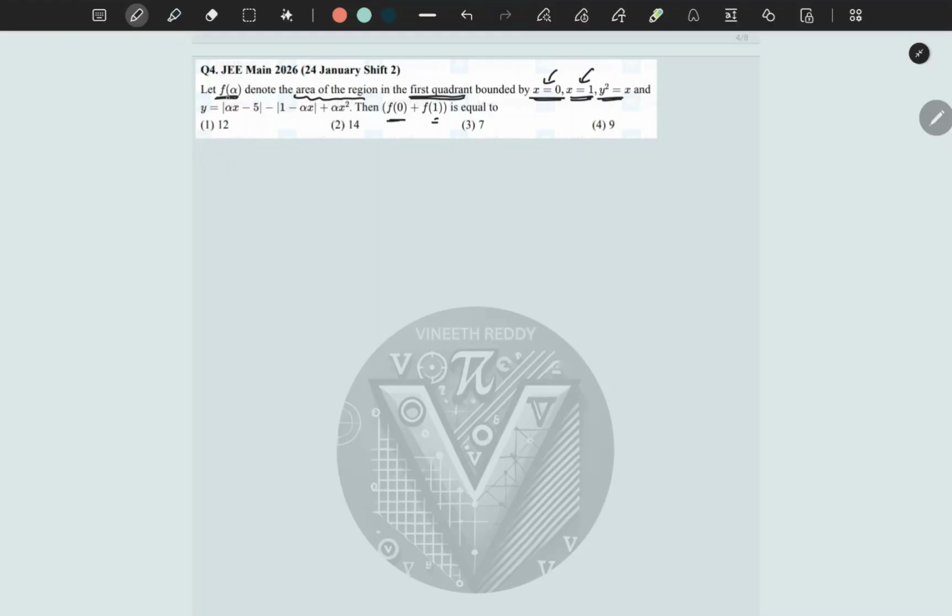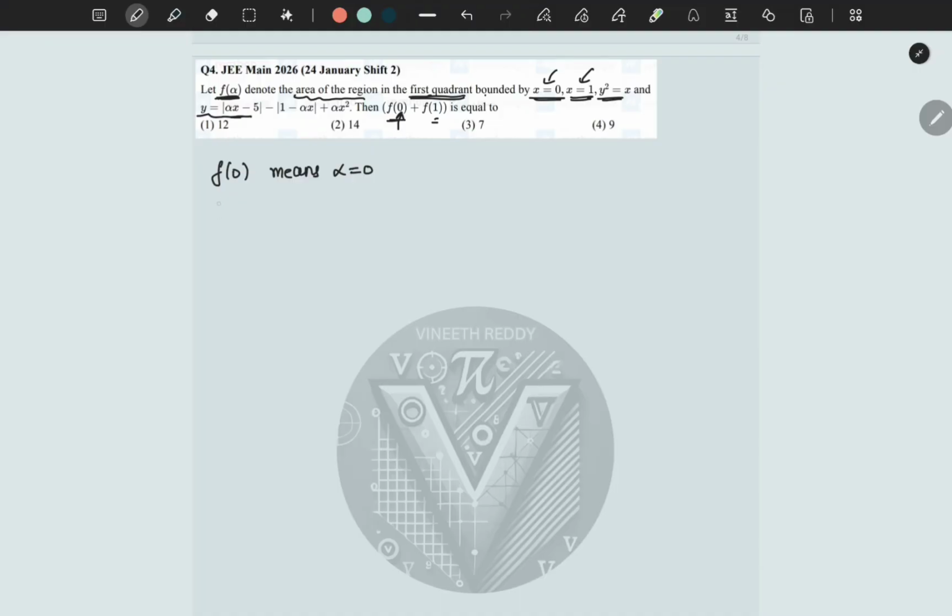So think in this direction. He's telling, once again let us read the question. Let f of alpha denote the area of the region in the first quadrant bounded by this curve and this curve. Now this curve is clearly dependent on alpha. So that means f of 0 means what? f of 0 means alpha equals to 0. I hope you understood this.